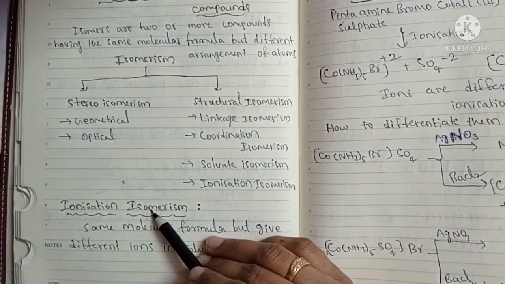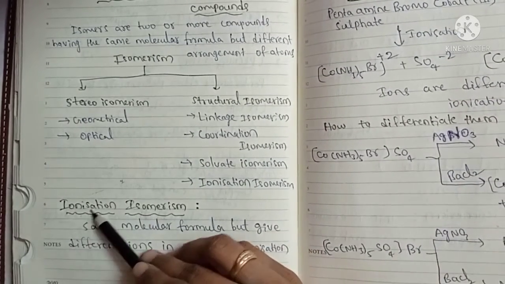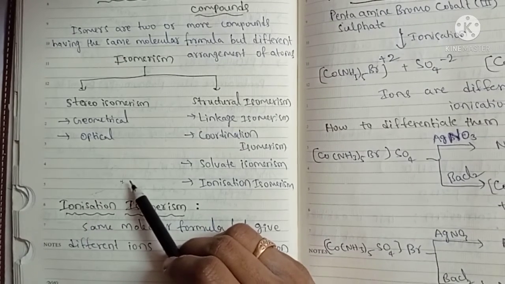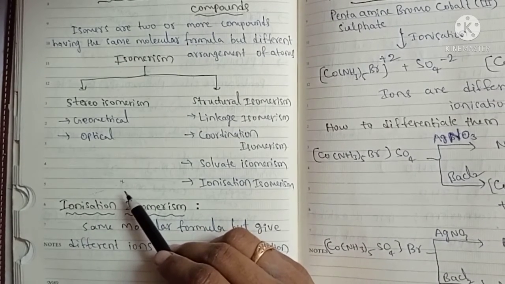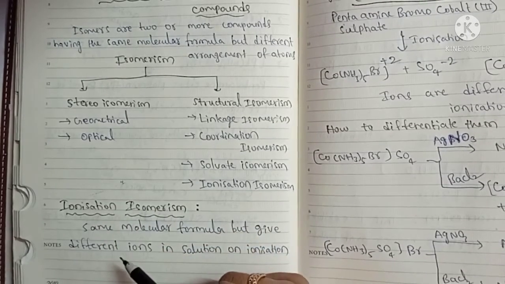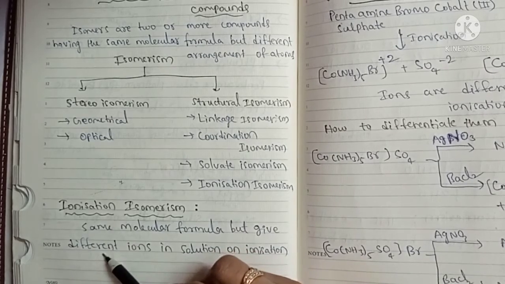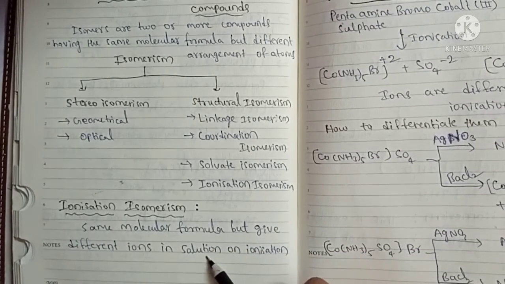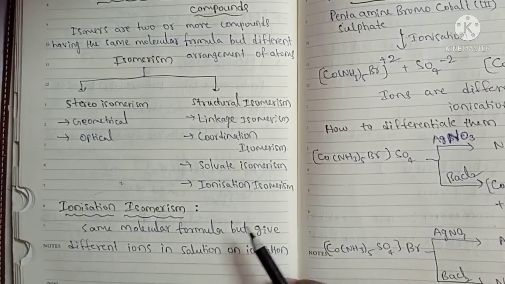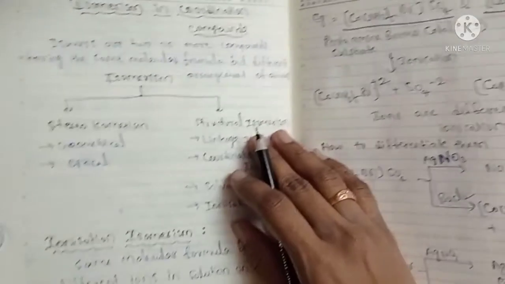In that, the first one is ionization isomerism. It is in the name only. The ions will be different after ionization. When we dissolve in water it will be ionized. The molecular formula is the same, but they give different ions in solution on ionization. So when they undergo ionization, they will split into different ions but they have the same molecular formula.